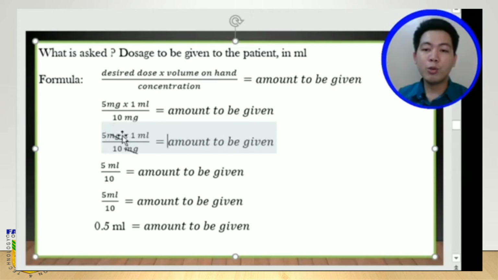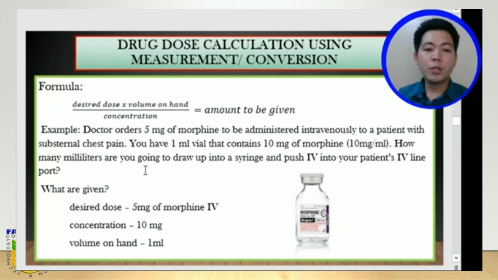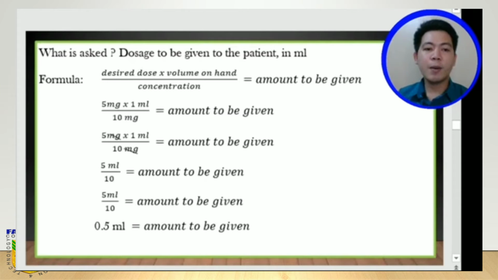Okay, class, pag sinabing unit tsaka value, for example, we have 5 mg, 5 yun yung value, milligram yun yung unit. Okay, so magiging 5 ml over 10. So ito, pwede mo pang ma-divide para matitira na lang ang ml. So, ibig sabihin, 5 ml over 10, edi 0.5 milliliter. Ito yung amount to be given dun sa pasyente natin. So, ganyan lamang po. Desired dose times volume on hand over the concentration, yun yung amount to be given sa pasyente or sa kliyente.